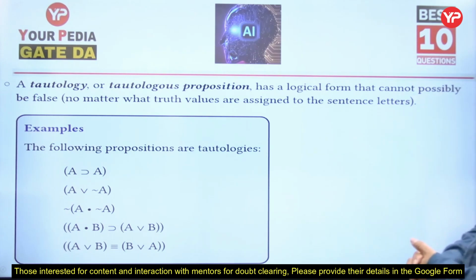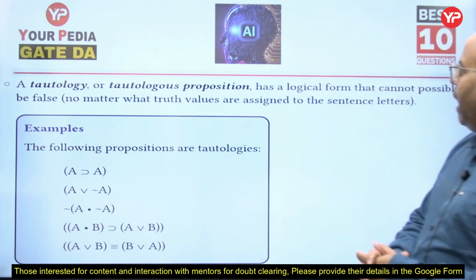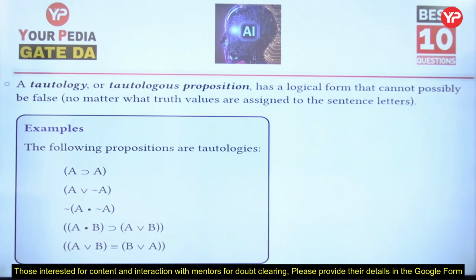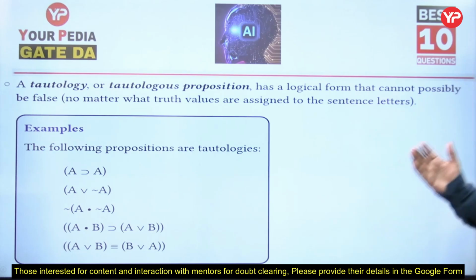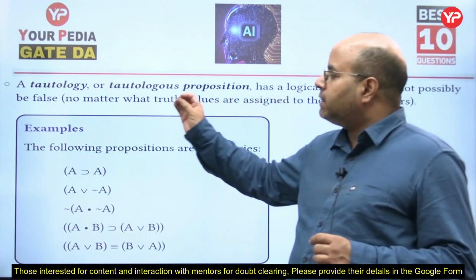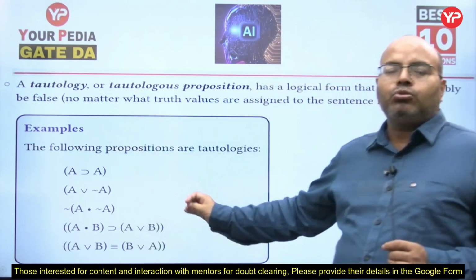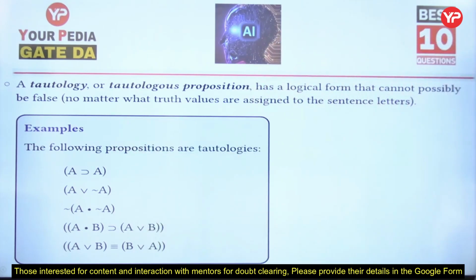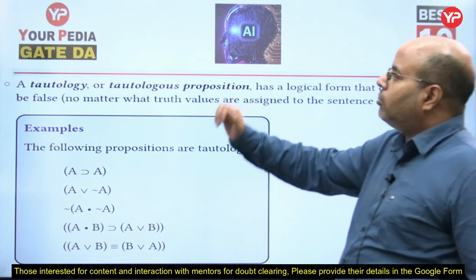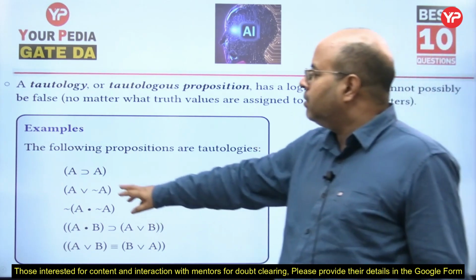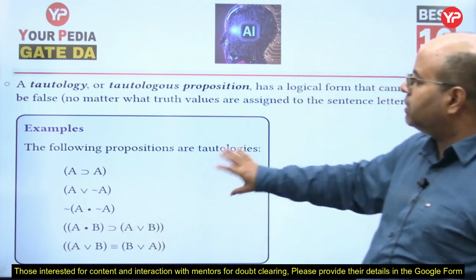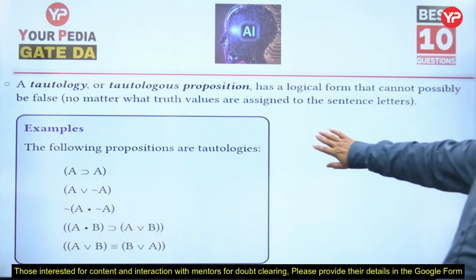A tautology or tautologous proposition has a logical form that cannot possibly be false, no matter what truth values are assigned to the sentence letters. Means whatever values we assign, these will be true only. Something which is always true, whatever values you assign, that's called a tautology. Like this proposition, this will have the same values, whatever changes you do.